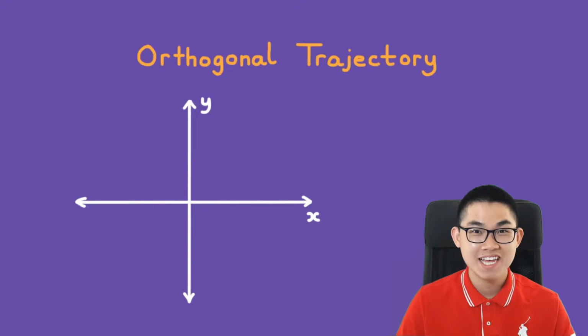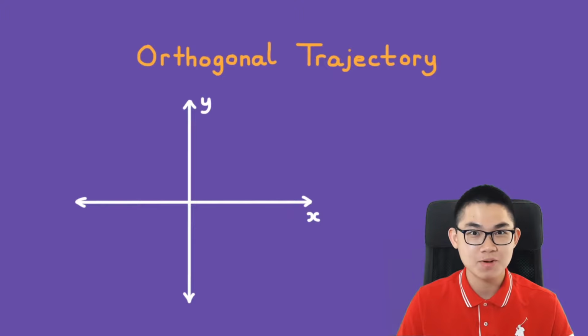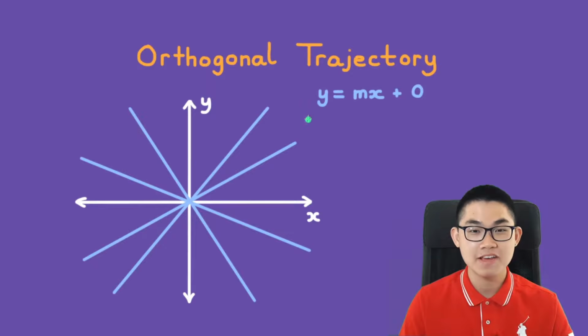Hello everyone. In this video, I'm going to explain orthogonal trajectories, and then we're going to do some examples to find the orthogonal trajectories. Let's say you have an equation y is equal to mx plus 0, so you have a bunch of lines going through the origin, and m can be any number, so it can be a positive slope or a negative slope.